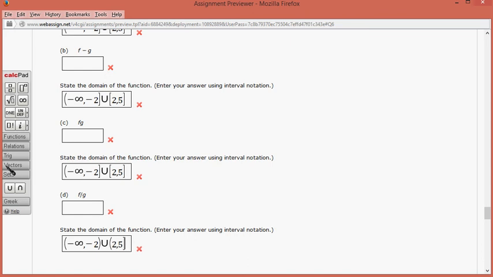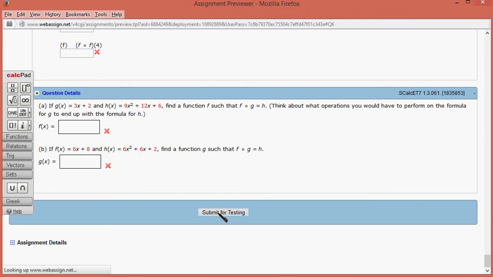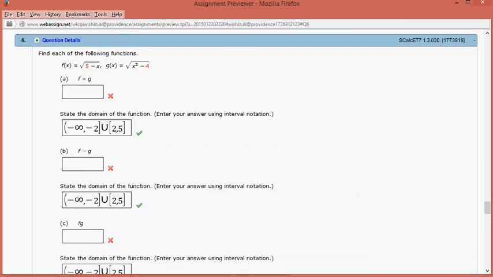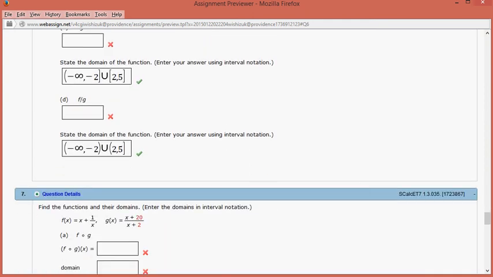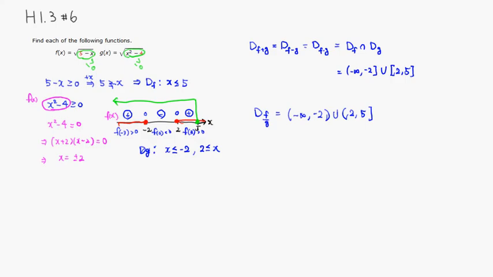Let's see if we got this one correctly. Submit for testing. It came back and looks like we got part A domain correctly, part B correctly, part C and part D correctly. That's it. I hope that this was clear.